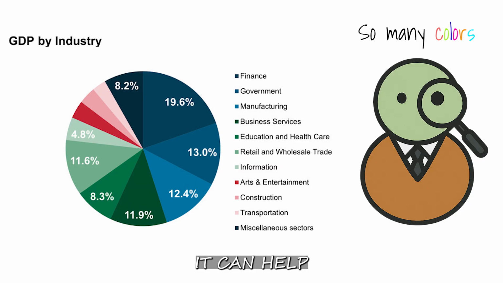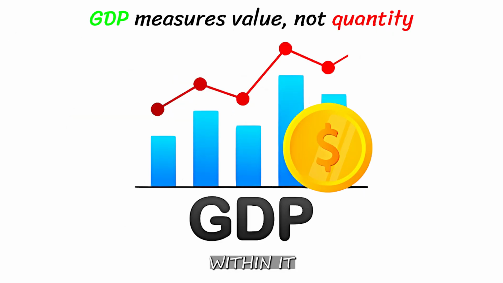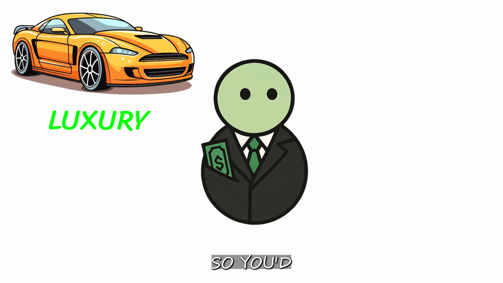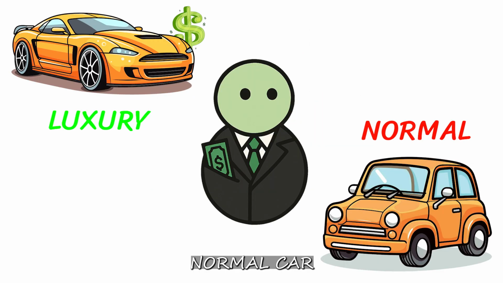For starters, it can help a country measure the market values of the goods being sold within it. To be more precise, this means that a country is able to determine the monetary value of these goods, not their quantity per se, so you'd find that a luxury car would probably have more value than a normal car because it has more monetary value.